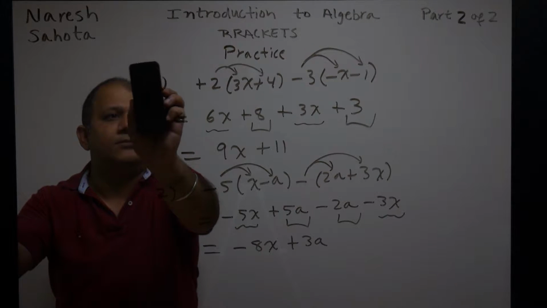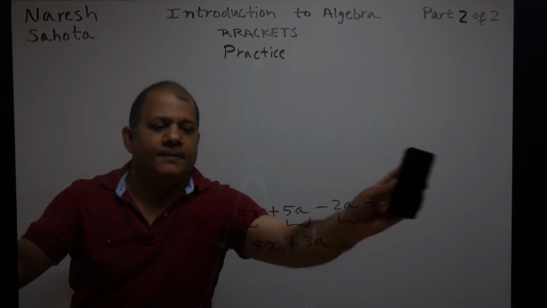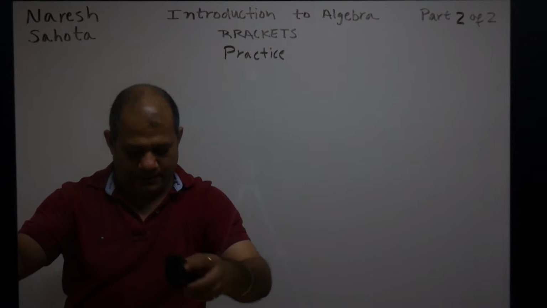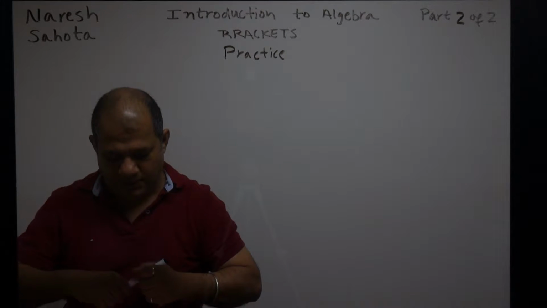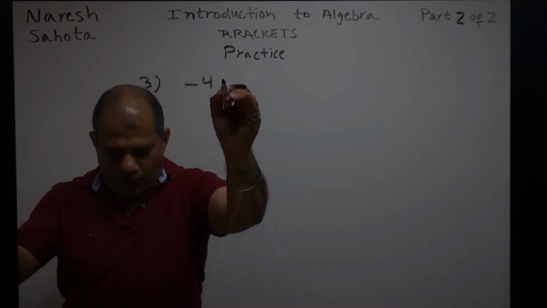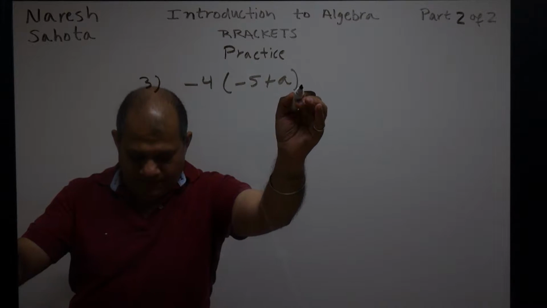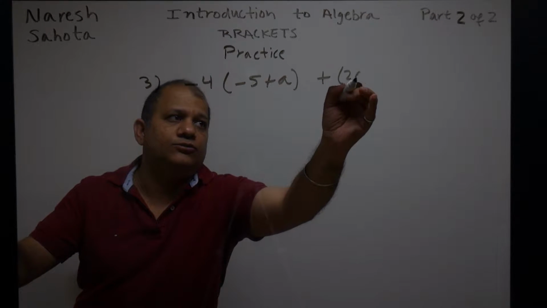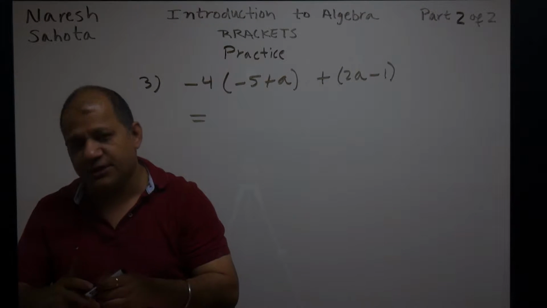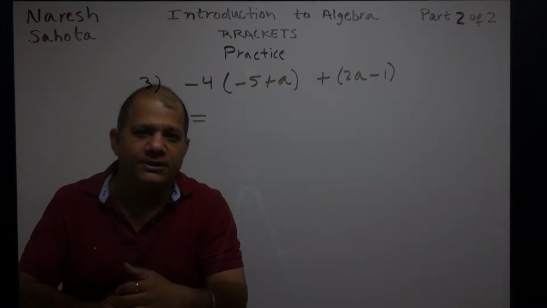Alright, so I will erase and we'll do some more practice questions. So number 3, negative 4 times negative 5 plus a, and then plus 2a minus 1. So again, it's just repetition. We're practicing a lot of questions. Practice is what makes you perfect.